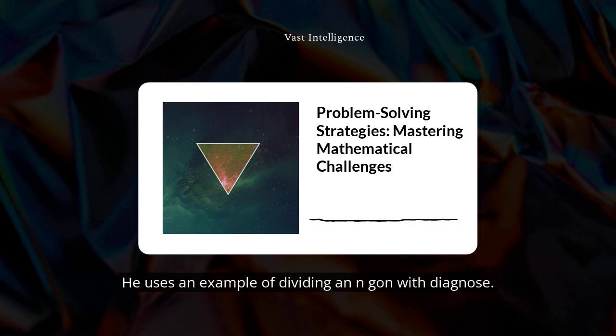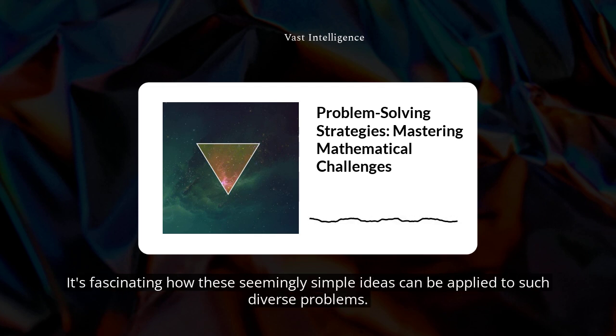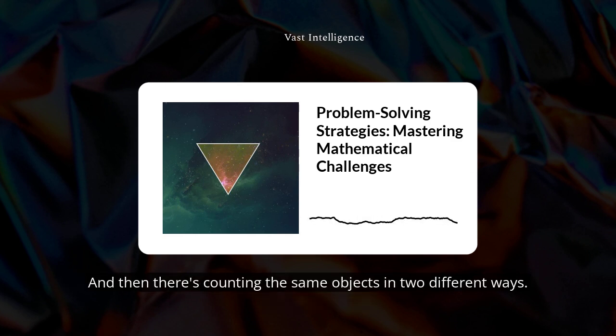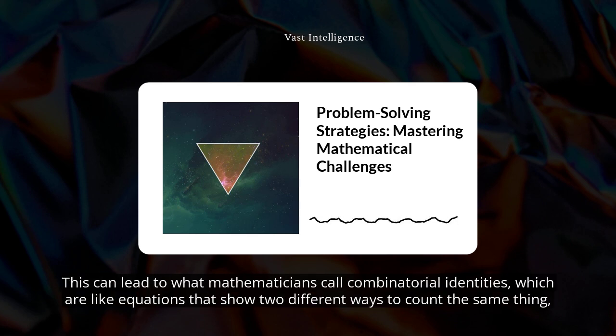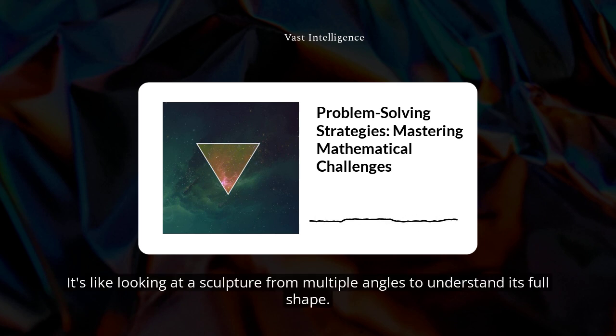He uses an example of dividing an n-gon with diagonals. And the way he uses bijection to solve it is really neat. It's fascinating how these seemingly simple ideas can be applied to such diverse problems. And then there's counting the same objects in two different ways. This can lead to what mathematicians call combinatorial identities, which are like equations that show two different ways to count the same thing, often revealing hidden relationships. I love that. It's like looking at a sculpture from multiple angles to understand its full shape.